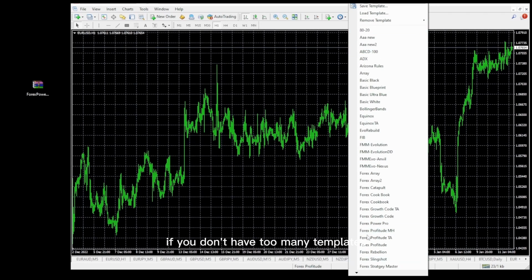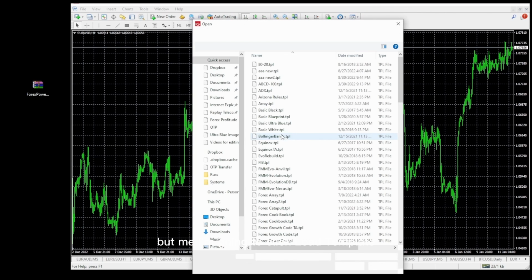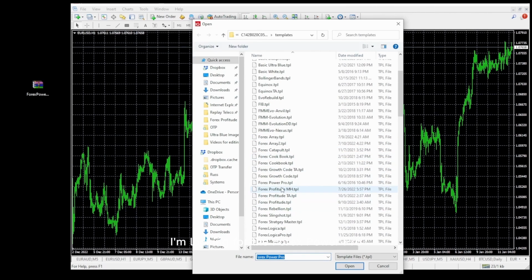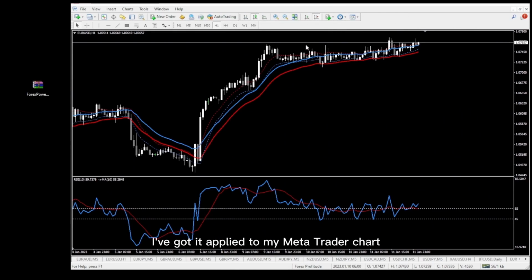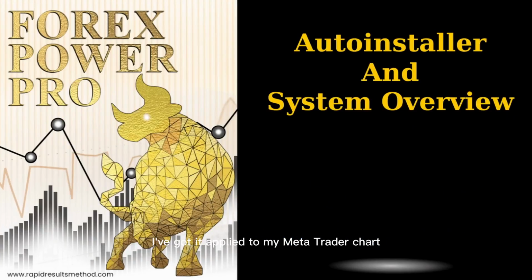If you don't have too many templates, it'll be in this list. But me, I'm going to click load template. And then from here, I'm looking for the Forex Power Pro. Click that template, click open. And again, I've got it applied to my MetaTrader chart.